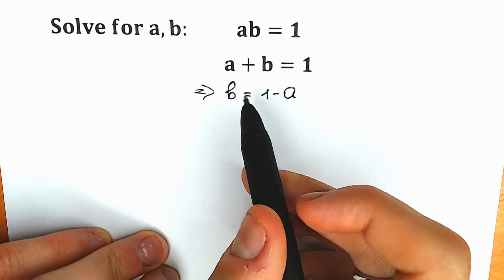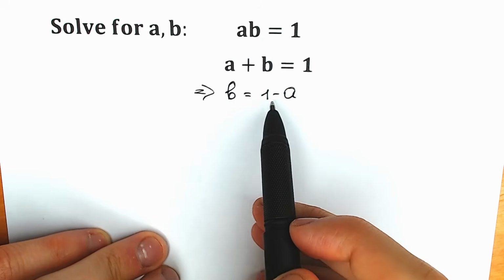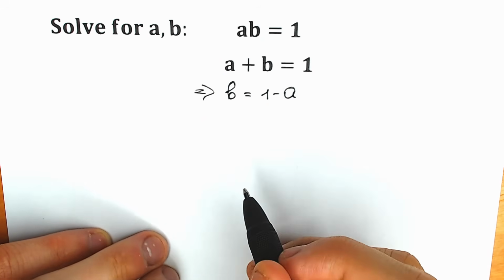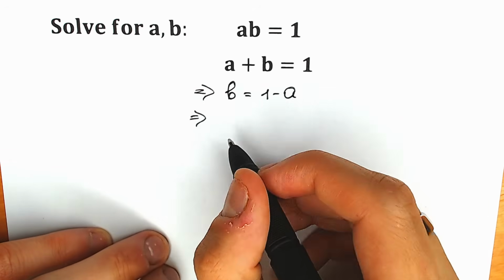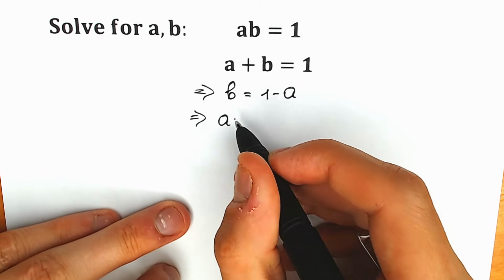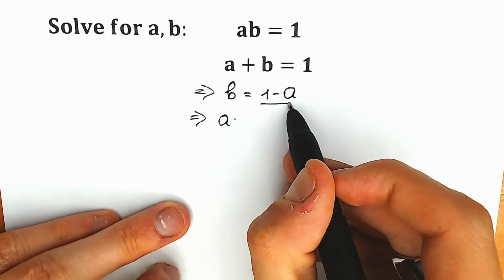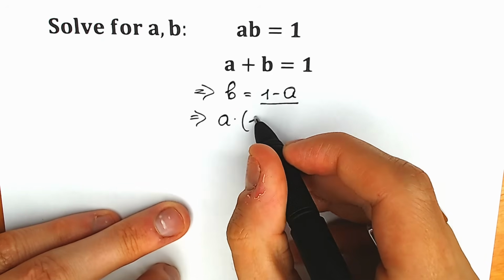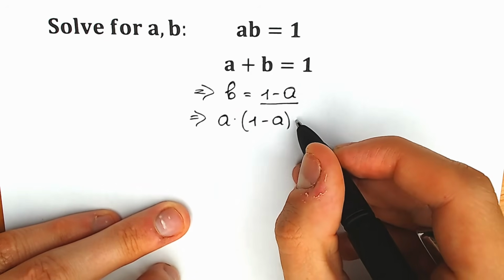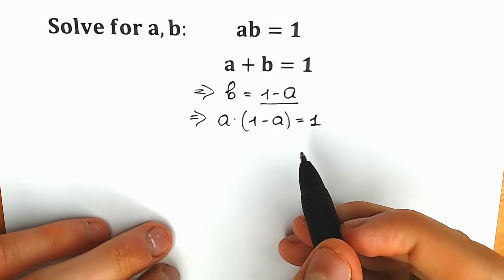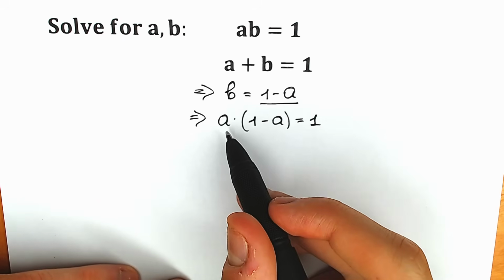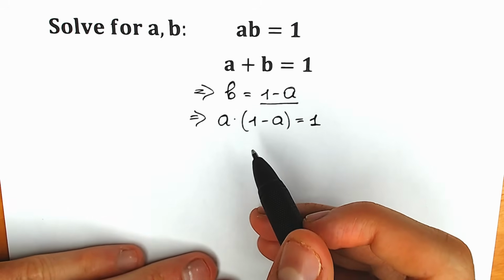And right now, instead of b in the first equation, let's plug in 1 minus a. As a result, what do we have? We have a times, instead of b, we plug in 1 minus a. So we have a times (1 minus a) equal to 1. Right now, if you look closely, we have only one variable, only our a, so we can easily find this a.